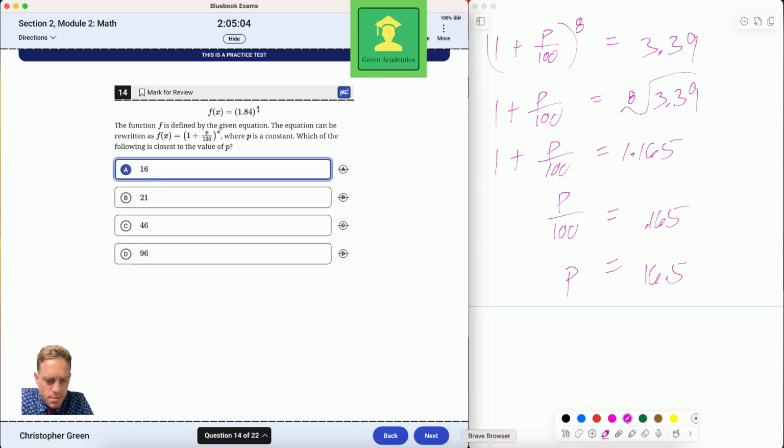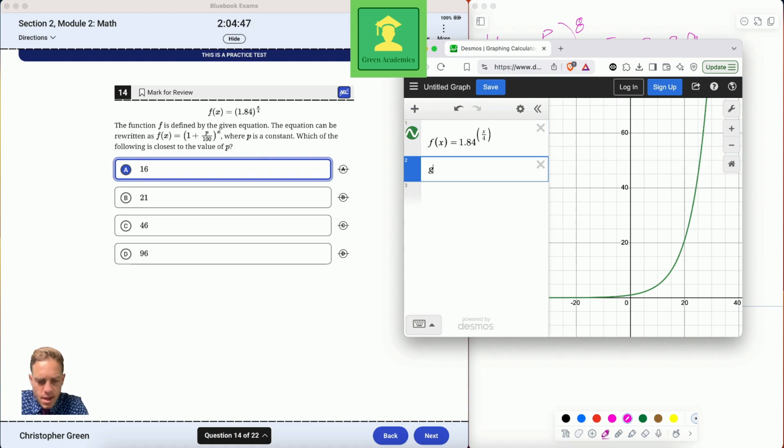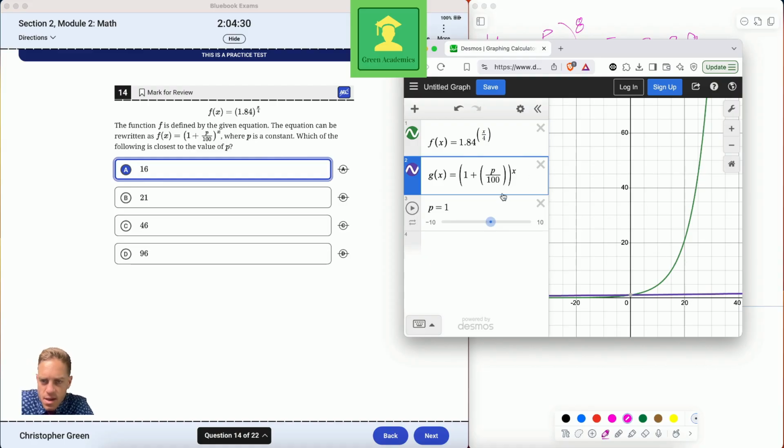You could have also accomplished that with a slider, now that I think about it, which might have been better. So f of x equals 1.84 to the x divided by 4. And then I'm going to write it as g of x equals quantity 1 plus p over, and add a slider for p, quantity over 100 to the x.